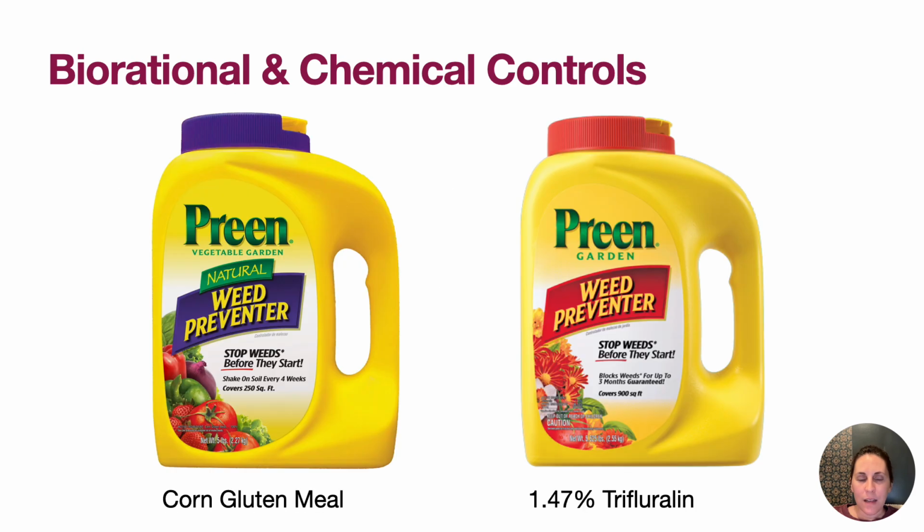And what this might look like is here. This is not any type of advertisement for Preen. This is not me saying you should use Preen, but this is just an example of how you might find corn gluten meal. And so here on the left side in the purple bottle, we have natural weed preventer. This is 100% corn gluten meal, as opposed to Preen weed preventer, which is 1.47% trifluralin. Oof, can't pronounce those very well. And so it's just the difference between a chemical control over on the right side versus a biorational control over on the left side.